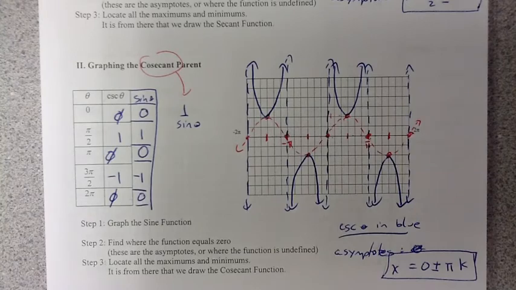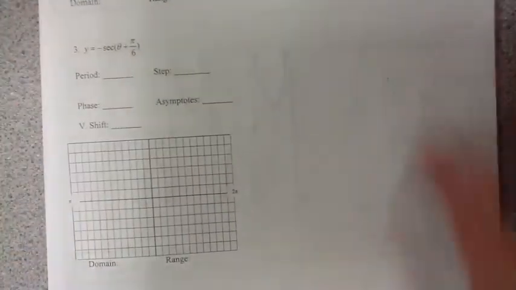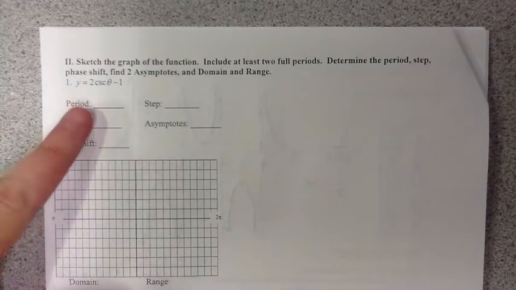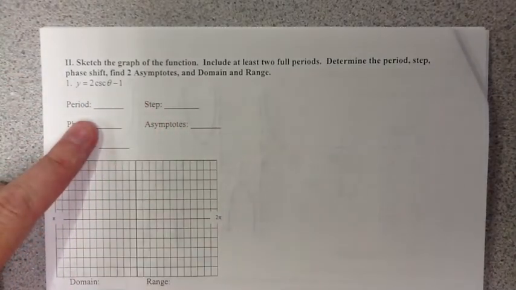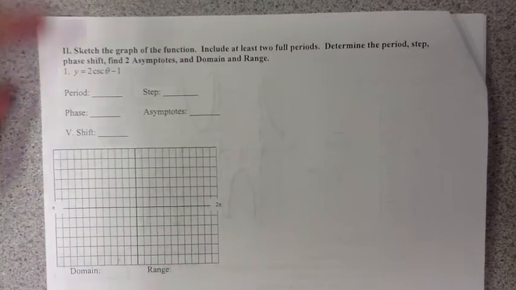So we're going to take a look at graphing a few of these together. Okay, so let's take a look at a couple to graph together. The first we're going to take a look at, here it is, number 1: 2 cosecant theta minus 1. Now pretty much everything is done the same. So to graph these, very simple to do.